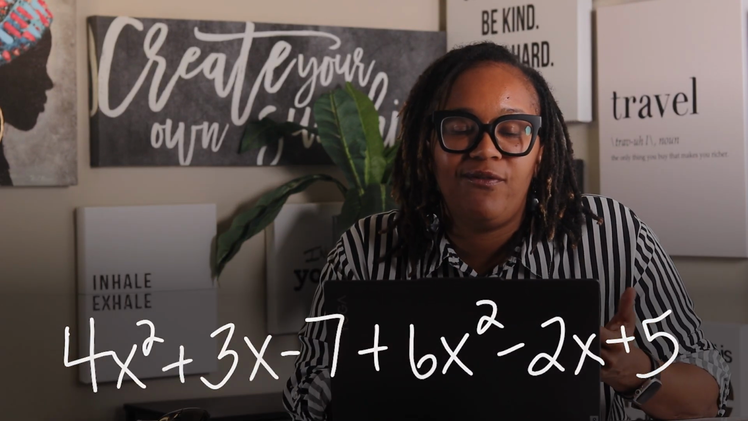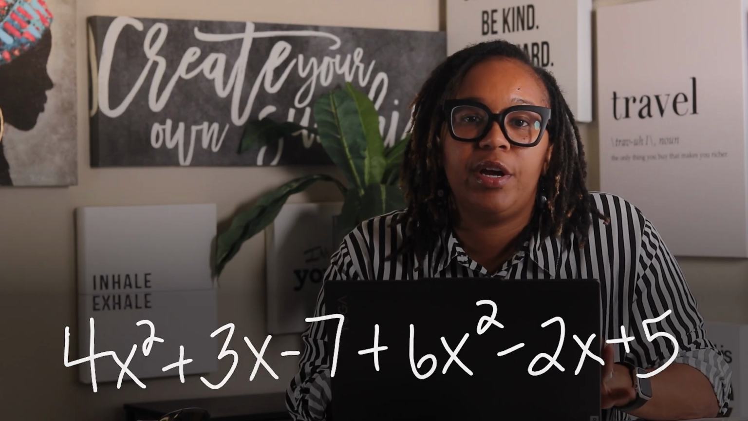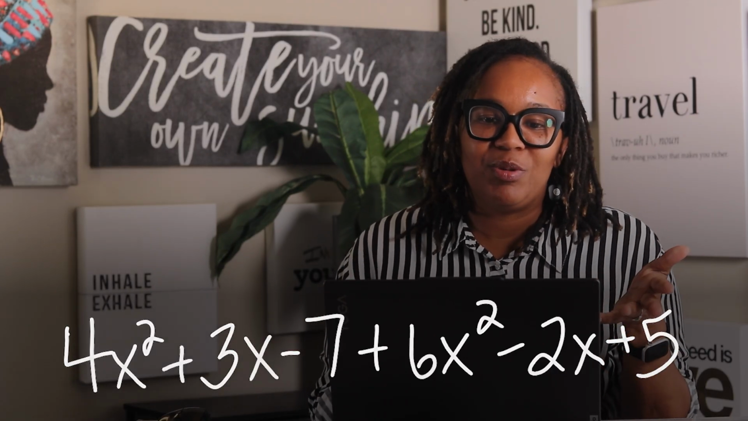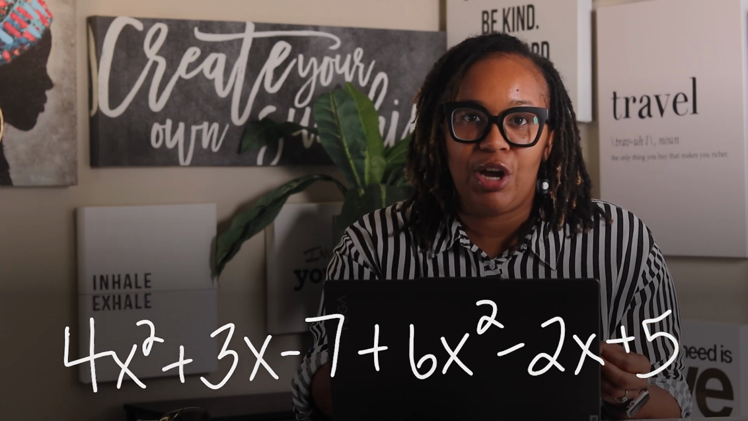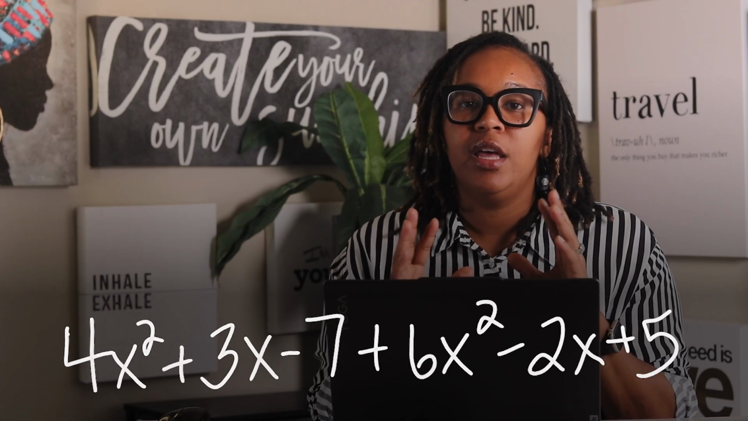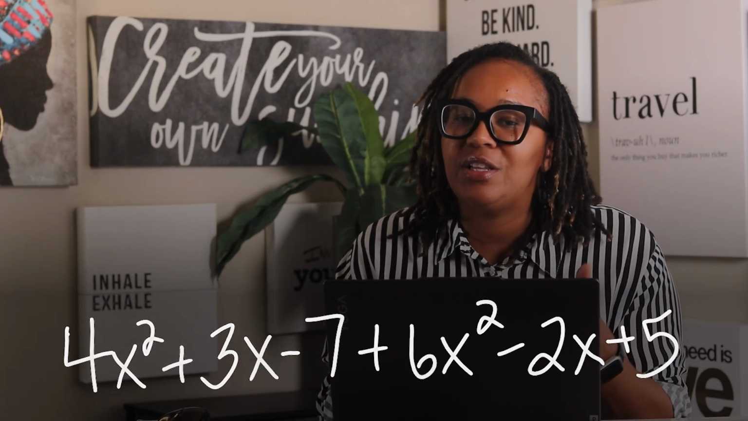In this second example, we're going to simplify 4x squared plus 3x minus 7 plus 6x squared minus 2x plus 5. Now it looks like a whole bunch of gibberish, but these are terms. We have 1, 2, 3, 4, 5, 6 terms. Remember, each term is separated by a plus or minus sign. And what we want to do is simplify it.